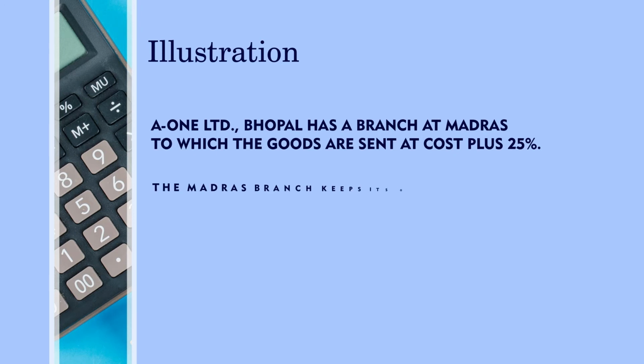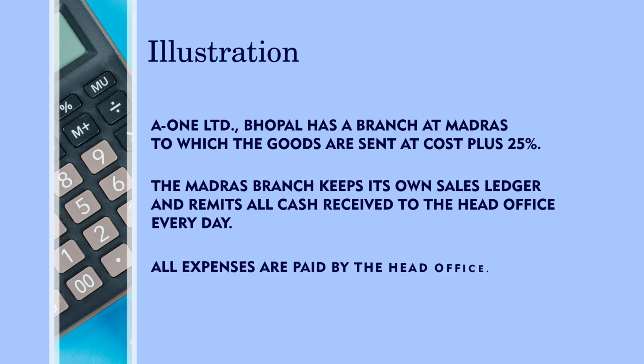The question is: A1 Limited, Bhopal, has a branch at Madras to which goods are sent at cost plus 25%. It is very simple. If it is at cost plus 25%, the loading is the balancing figure multiplied by rate divided by 100 plus rate. That is 25 divided by 100 plus 25, which is 25 upon 125, so it means 1/5.